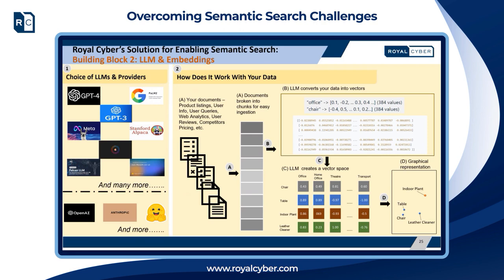In our demo, the language model we've chosen provides about 384 floating point values, or dimensions, for each word or token. Here, we demonstrate how each of the words, such as office and chair, are converted into a vector with 384 values, and how we can then imagine them in a vector space with all the other words in your product catalog, calculated by their distance from each other.